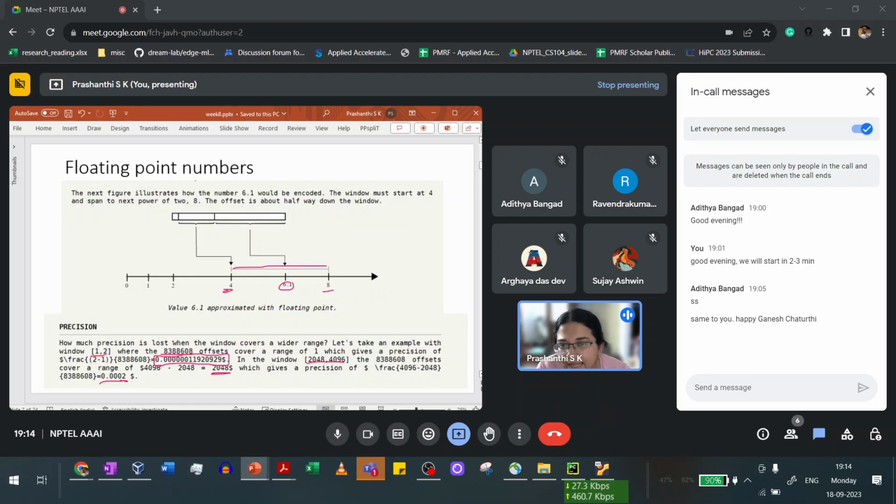But hope this clarifies. I think some people said that they didn't understand this whole idea of floating point, right? Does this help? Or is it more confusing?